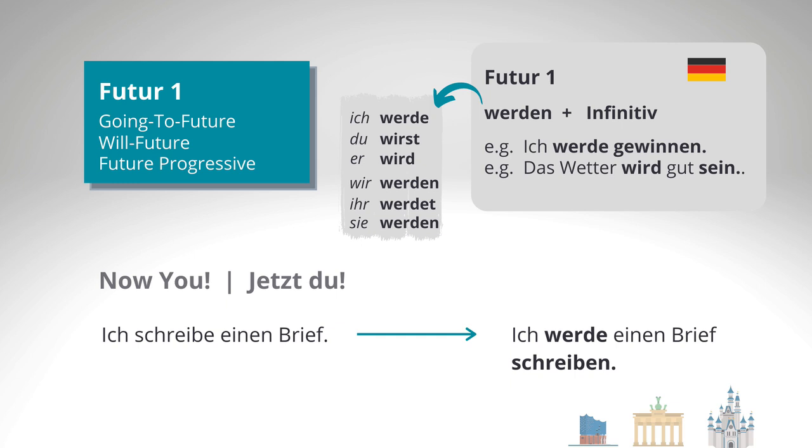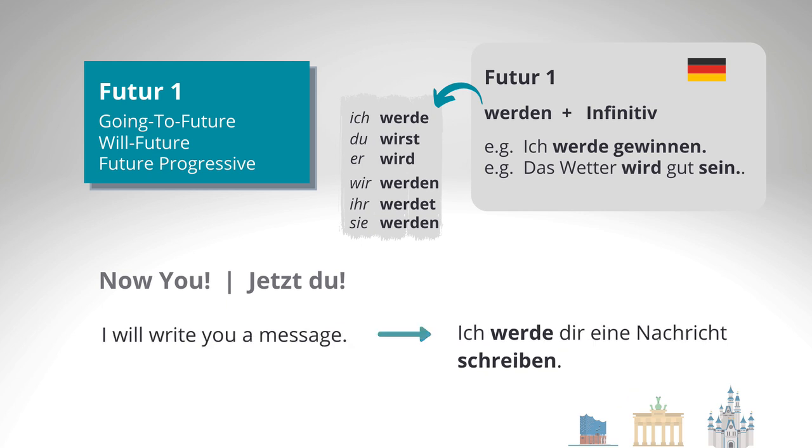So the sentence is ich werde einen Brief schreiben. I will write a letter. Okay, now we will do something else. We are now going to have a translation exercise. I will give you an English sentence in the future, so either using the will future, going to future, or future progressive. And your task is to translate it into German using the Futur 1.